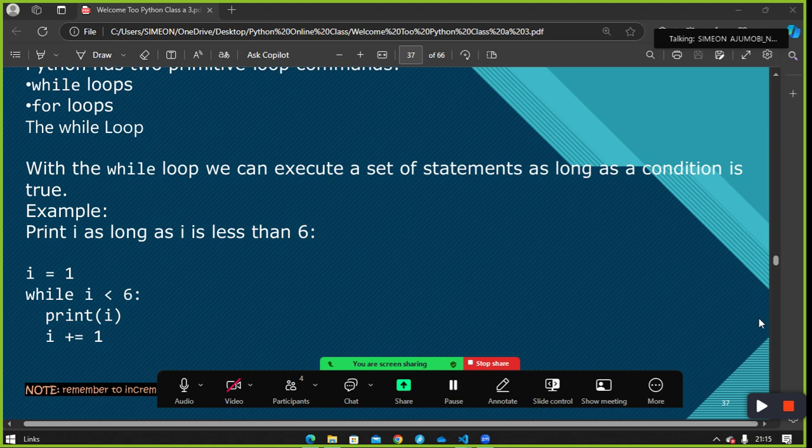Number equals to 1. While number is less than or equal to 5, print number. Number equals to number plus 1. Print finish. Do you know what this is going to do?